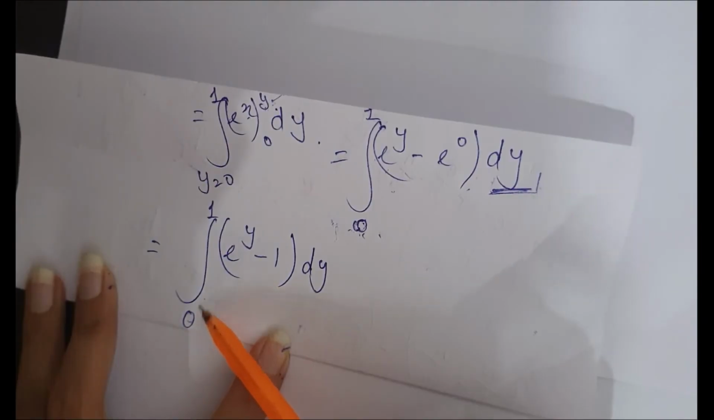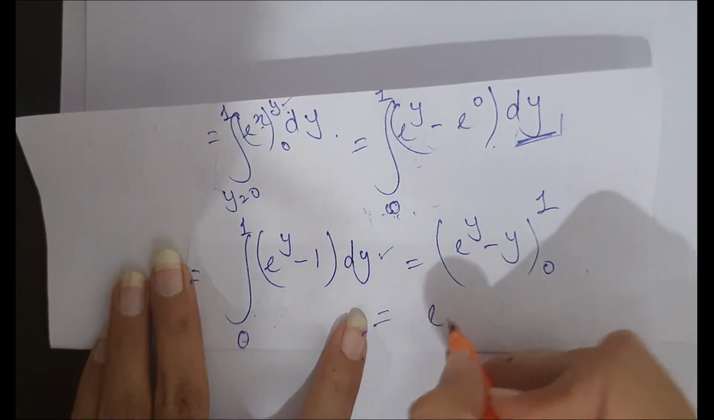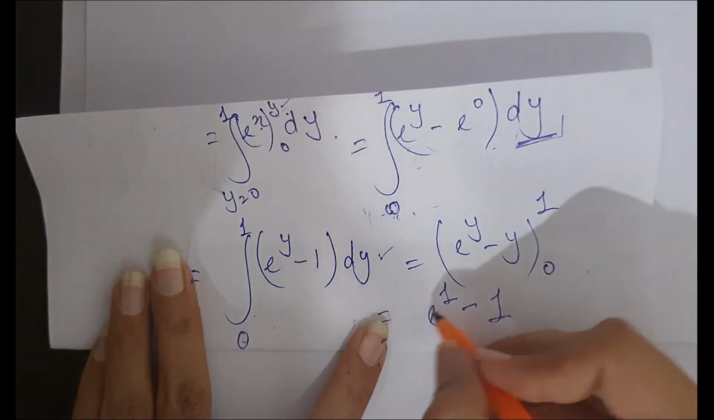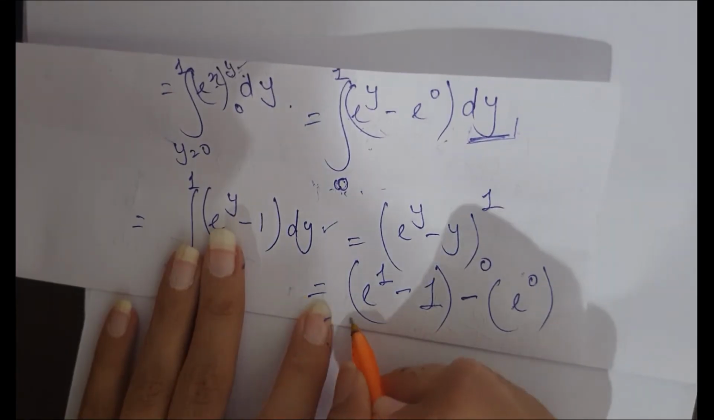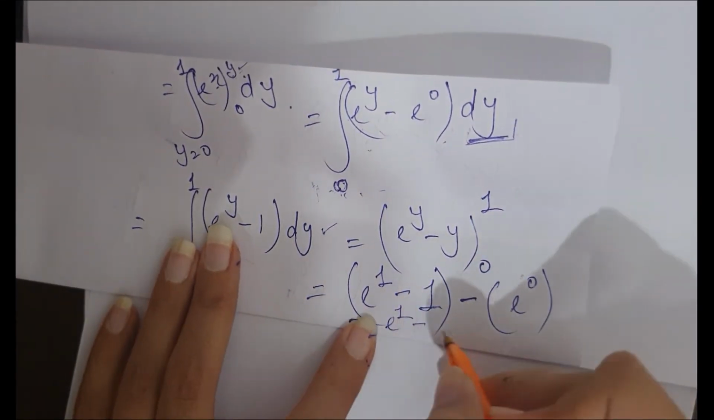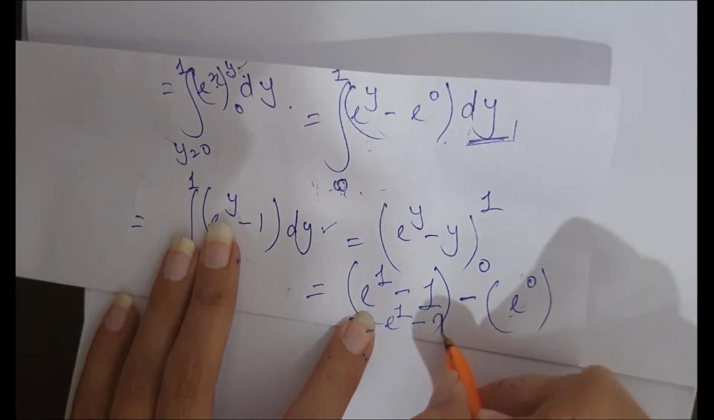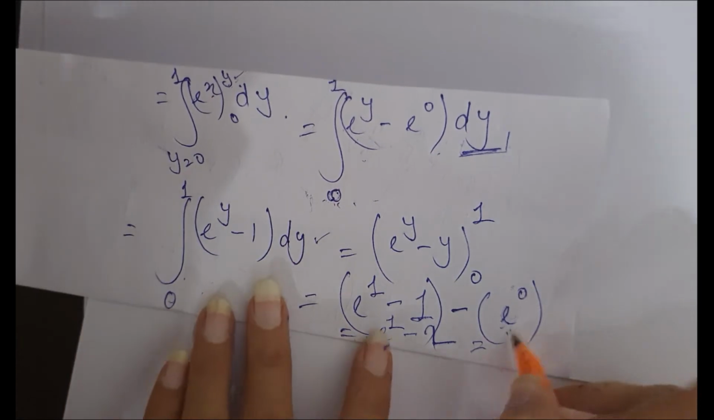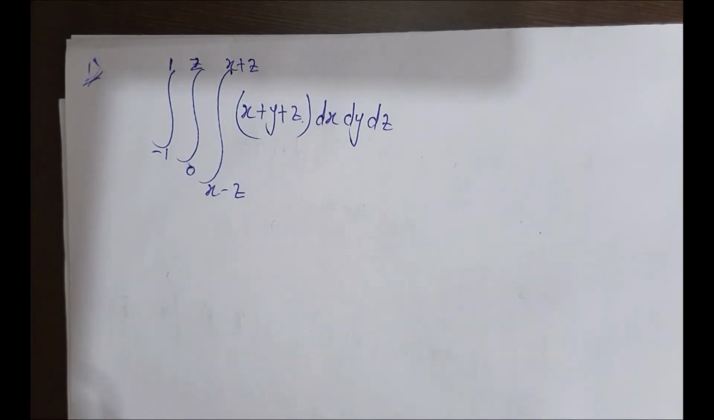Now treat it as a new question that you have to integrate with respect to y. Now this will be e^y minus 1, and e to the power 0 is 1, so it will be minus 2. So it will come out to be 0.718. Now we will study triple integration.